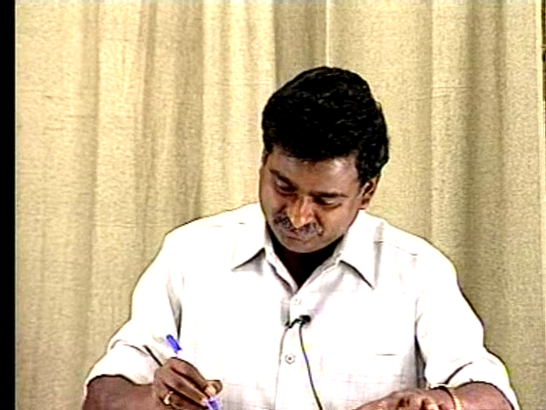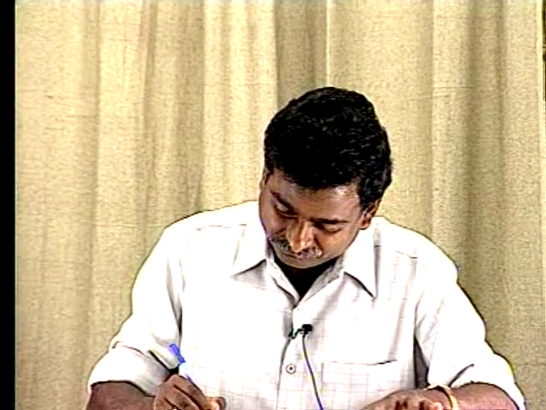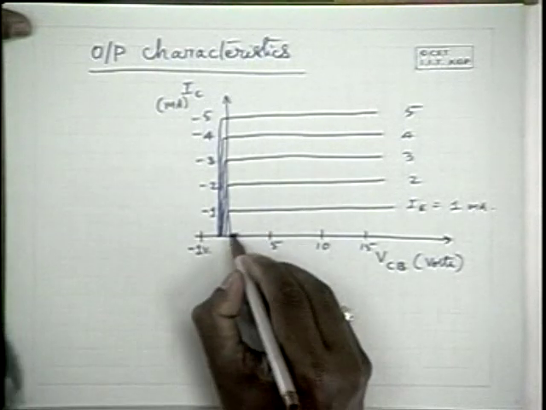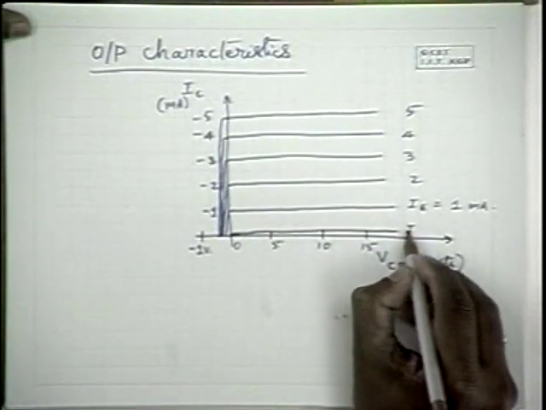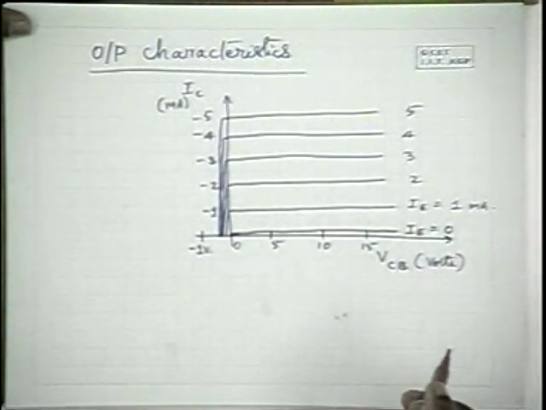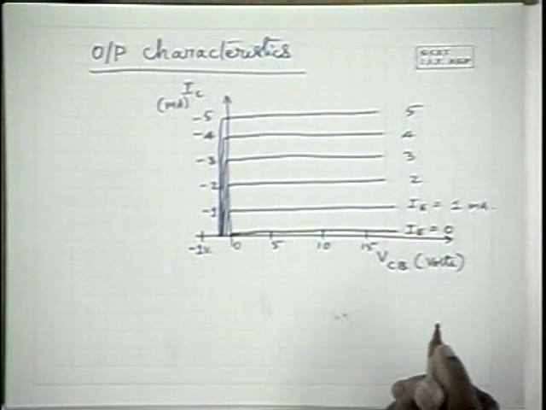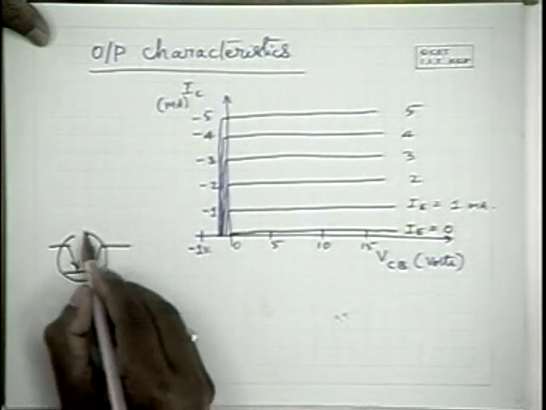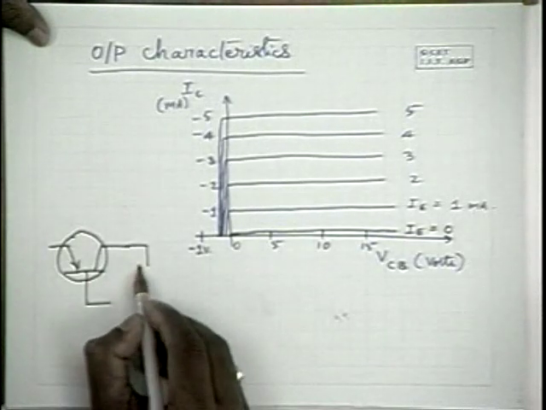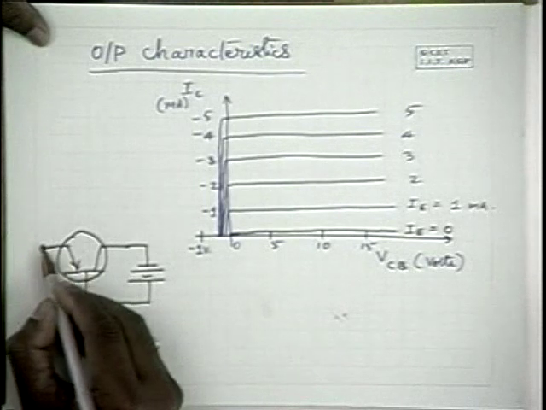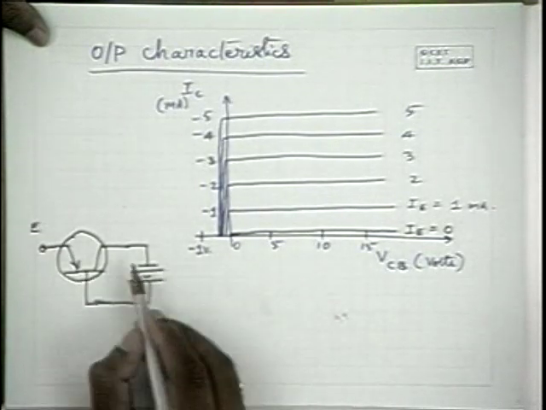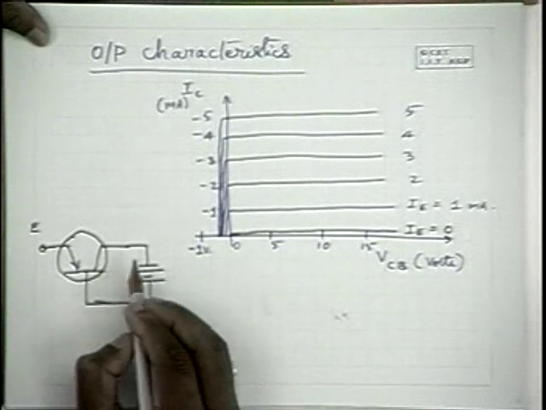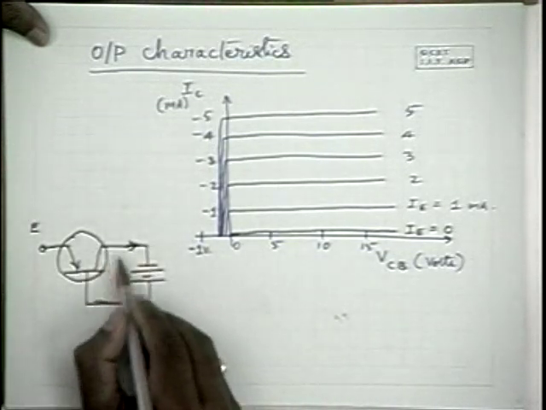Now it is interesting to see what happens when IE is 0. What happens when IE is 0? That means the emitter side is open circuited. How do you make IE equal to 0? When you open circuit the emitter side, what happens to this? So this is equal to a reverse biased PN junction. Therefore, you expect some current to flow in this direction, in the PN junction over here.